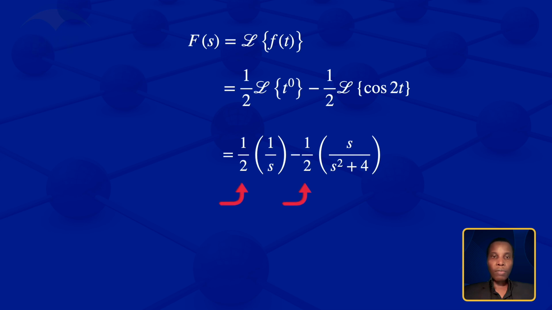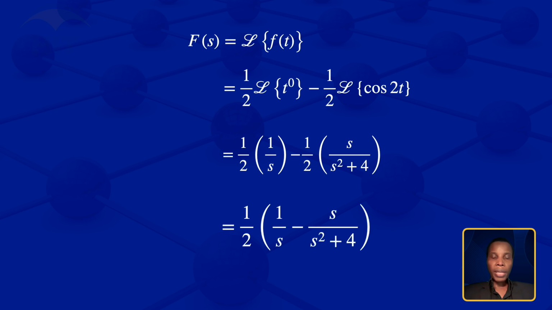But the 1 over 2 is common here. We can factor it out so that we have 1 over 2 multiplied by 1 divided by s minus s divided by s squared plus 4. So that's our solution there.